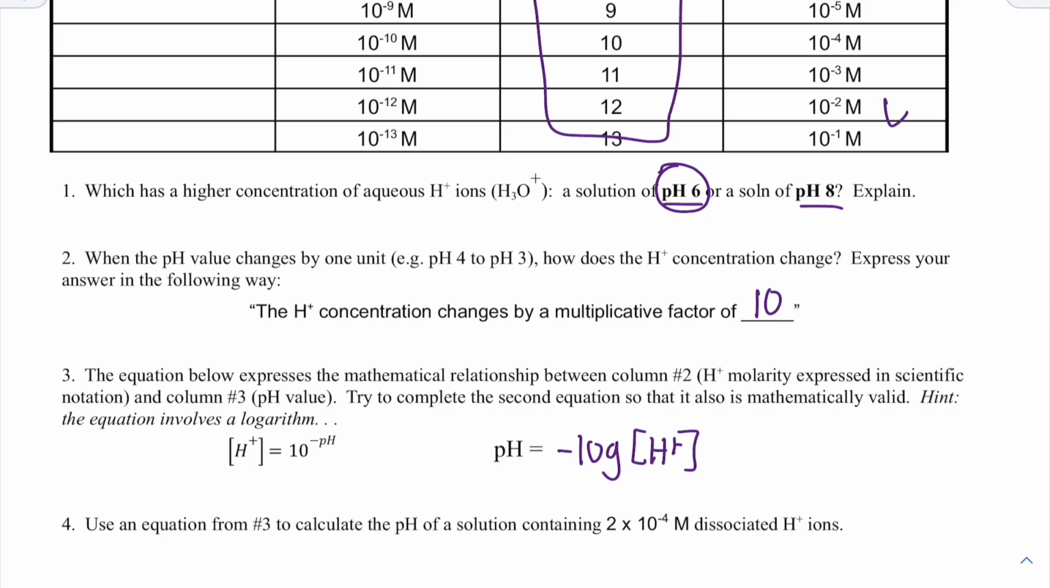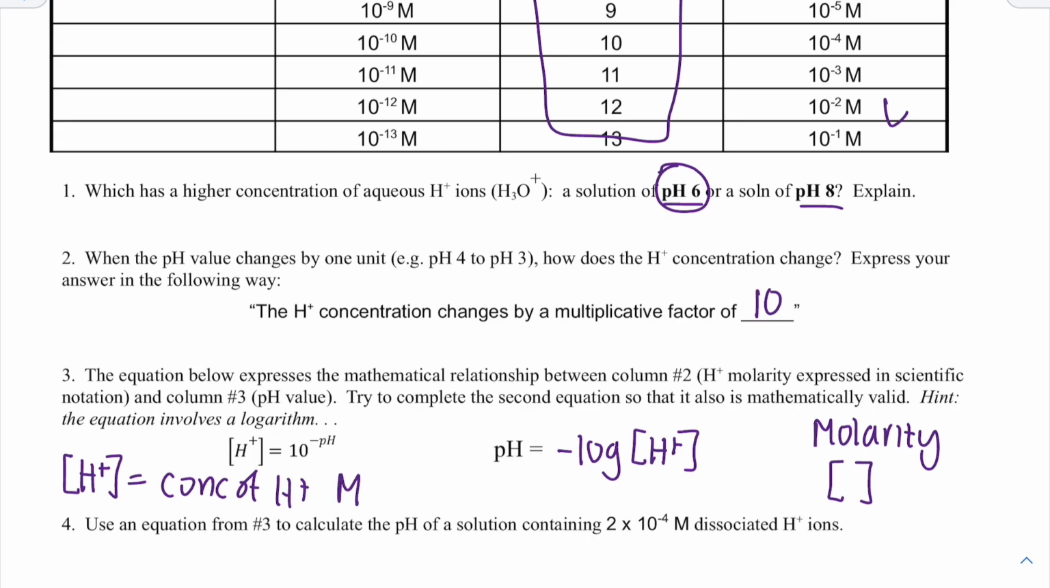When you're writing concentration, so molarity, you use brackets. The brackets denote molarity. So those two things mean the same thing. So if I said this, H plus, what I'm talking about is the concentration of H plus, and that is in molarity. So this is the equation for pH.